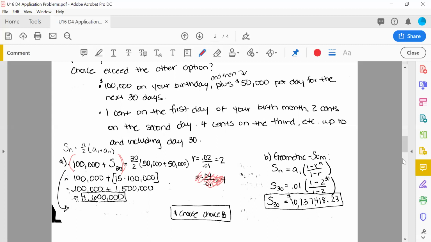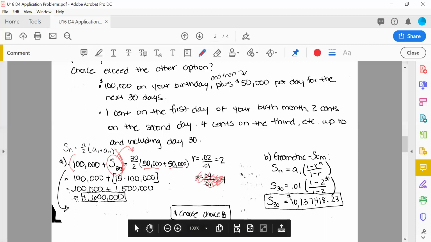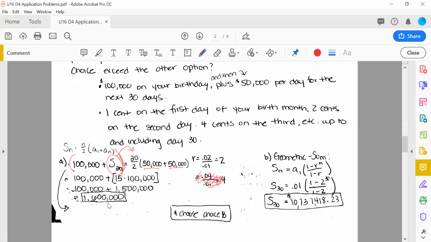So let's find out this piece right here. This piece is equal to that right there. So 30 divided by 2, you're getting $50,000 on day 1. You're getting $50,000 on day 30. So basically, that's 15 times $100,000. Well, you know what? Yes, you could have done just $50,000 times 30. By the way, that's $1,500,000. $50,000 for 30 days plus the $100,000. You're making a cool $1,600,000 from option A. Not bad, not bad for a month's present.